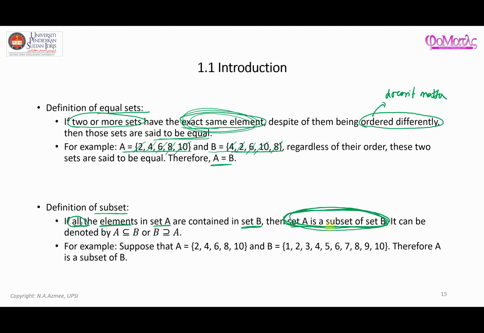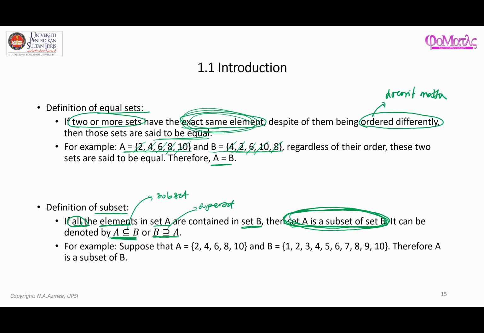And this statement here can be mathematically represented by this symbol here. So we say that A is a subset of set B. So this is the symbol for subset, or you can also say that B is a superset of A.